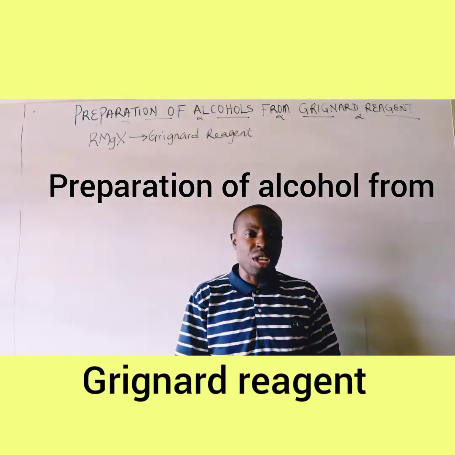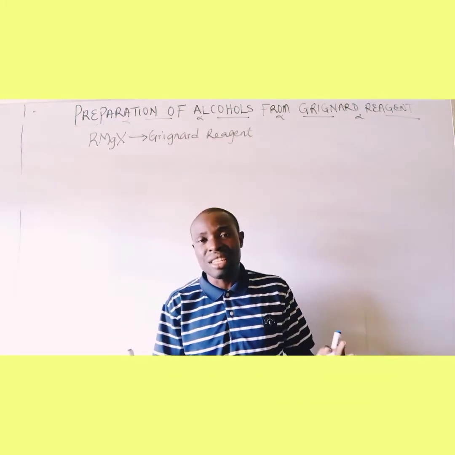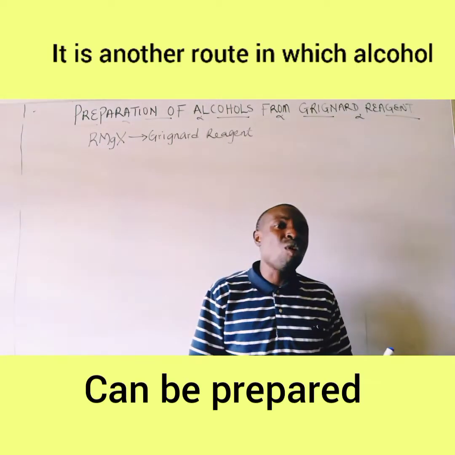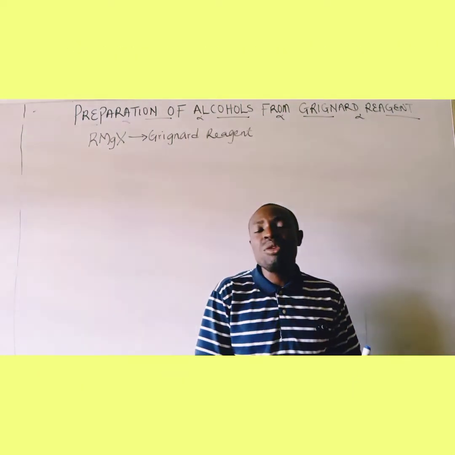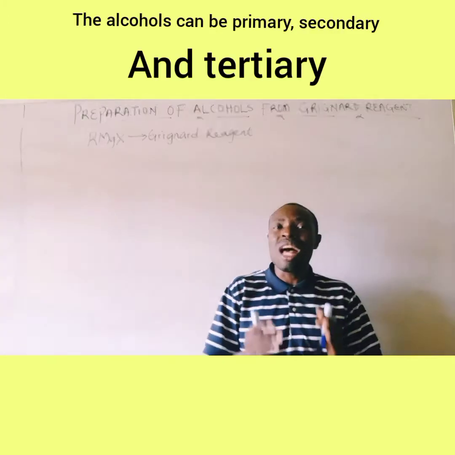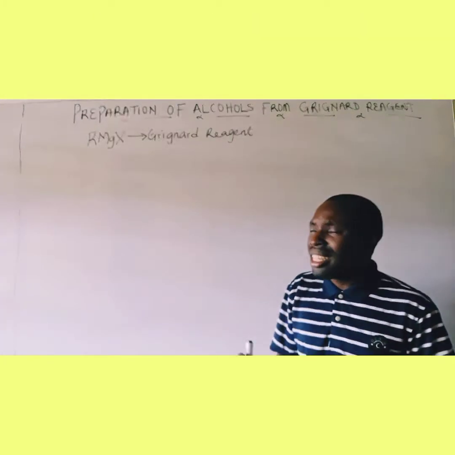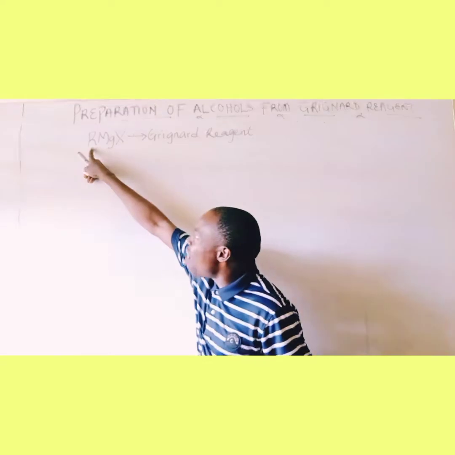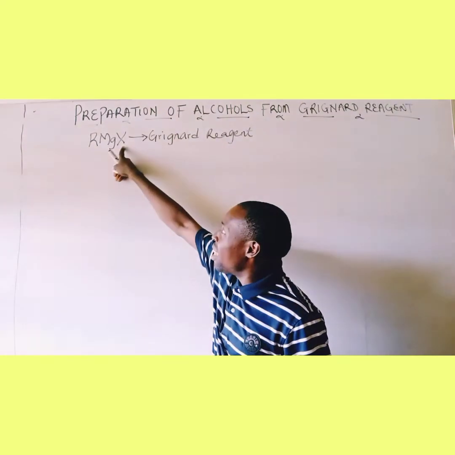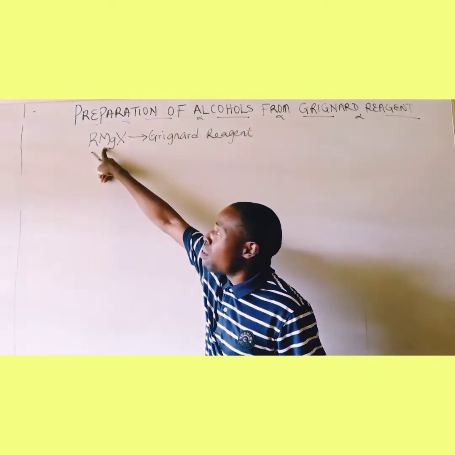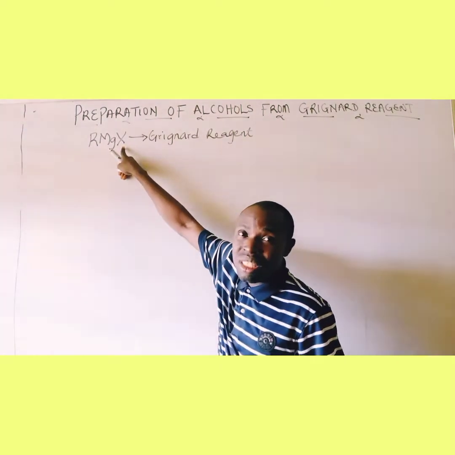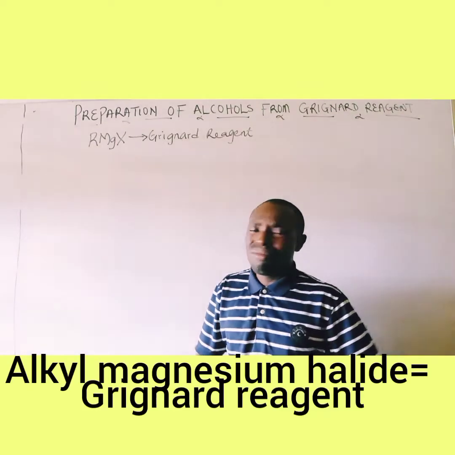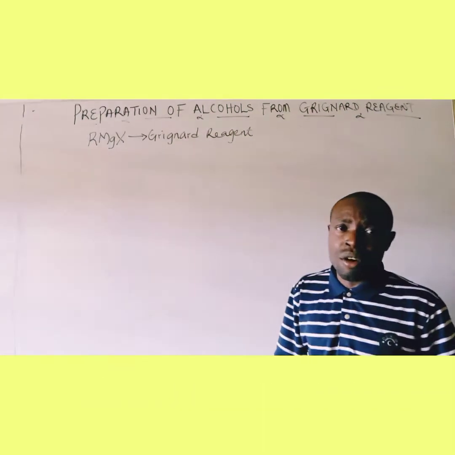from the Grignard reagent. We should understand that the Grignard reagent is another route by which alcohols can be produced, and the alcohols can be primary, secondary, and tertiary. The general formula for the Grignard reagent is RMgX, in which R stands for the alkyl group, Mg is magnesium, and X is a halide, from the halogens, which include bromine, chlorine, and iodine. That's all.